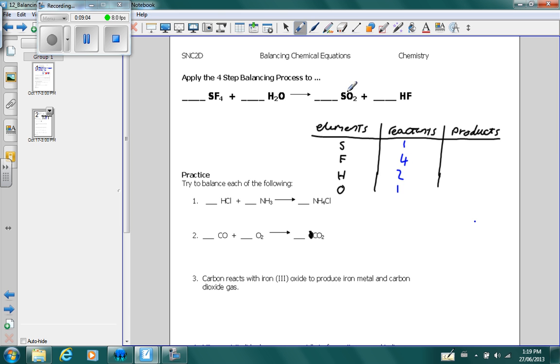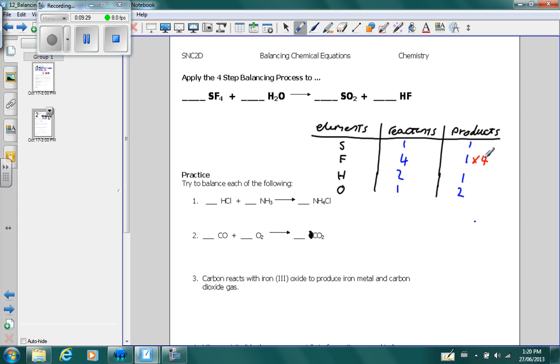Looking at the product side right now, I have 1 sulfur, balanced. I have 1 fluorine, obviously unbalanced. I have 1 hydrogen, again obviously unbalanced. I have 2 oxygens, again unbalanced. So how do I do this? I'm going to start with the first one that's unbalanced, which is my fluorine. I'm going to multiply that by 4.